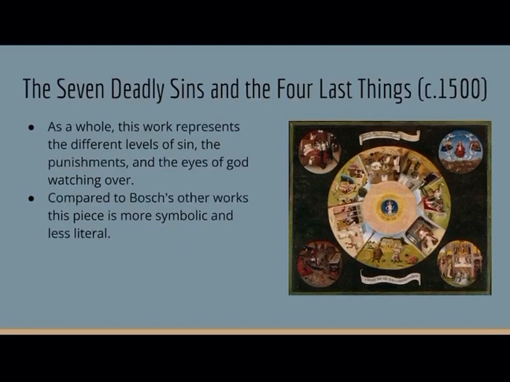The circle in the center of the piece includes the 7 deadly sins, and the 4 circles in the corners of the artwork include the punishments for these sins. The sins depicted in this artwork include lust, gluttony, pride, sloth, wrath, greed, and envy. In the center of the circle is Christ watching over as these sins are committed in day-to-day life.